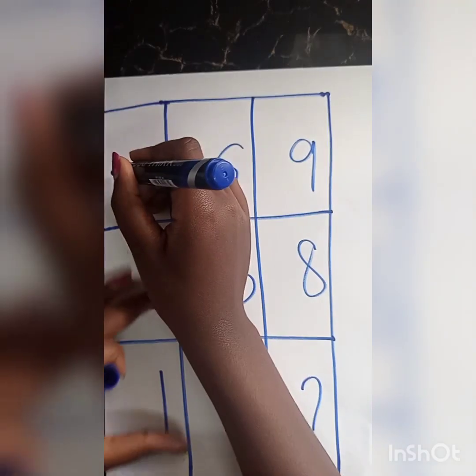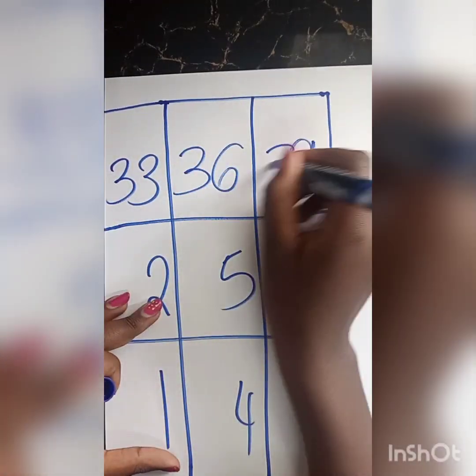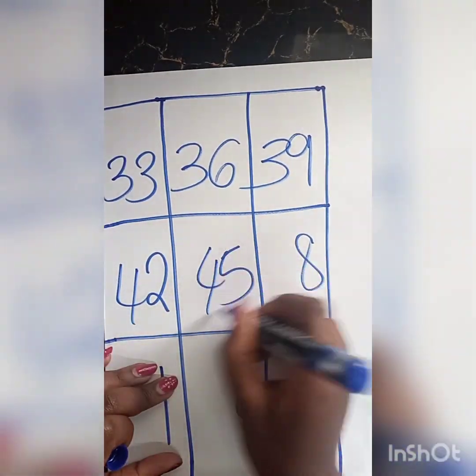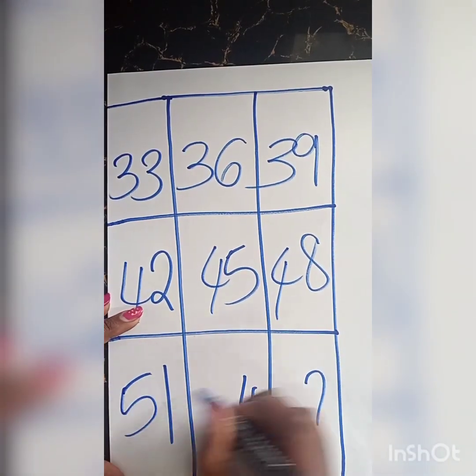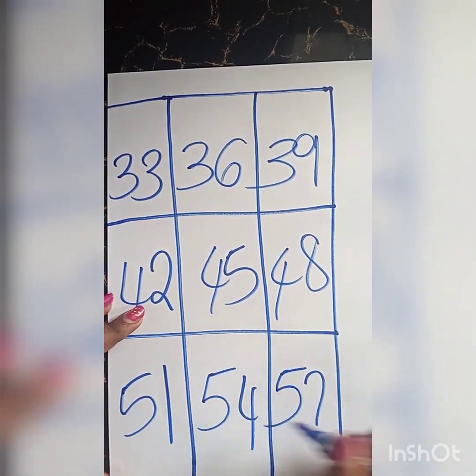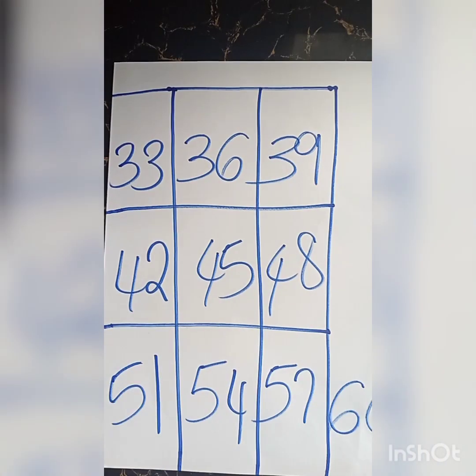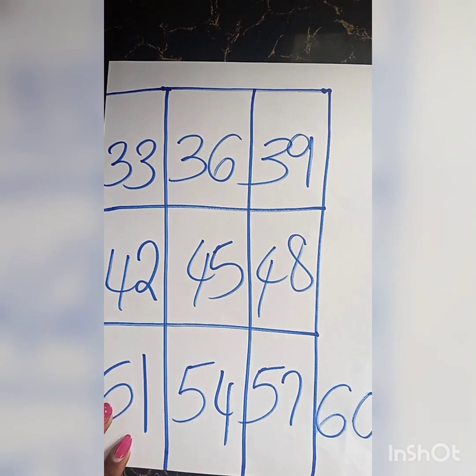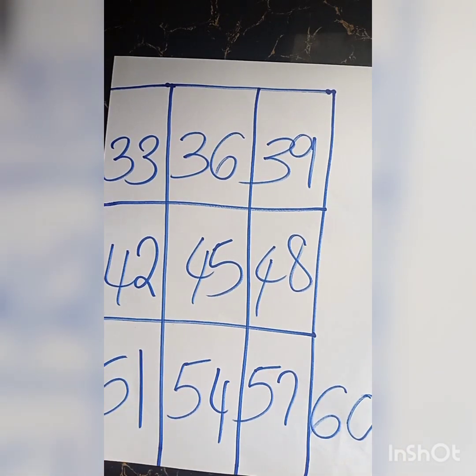So we'll write 3s here, 4, 5, and 6. Okay? So you see, as long as you know the trick for mastering table 3, table 6 is a walk in the park.